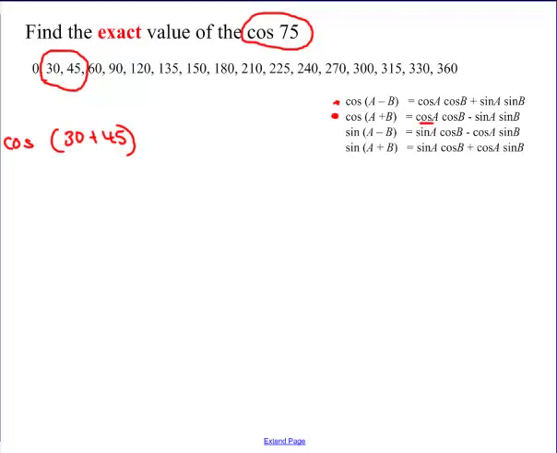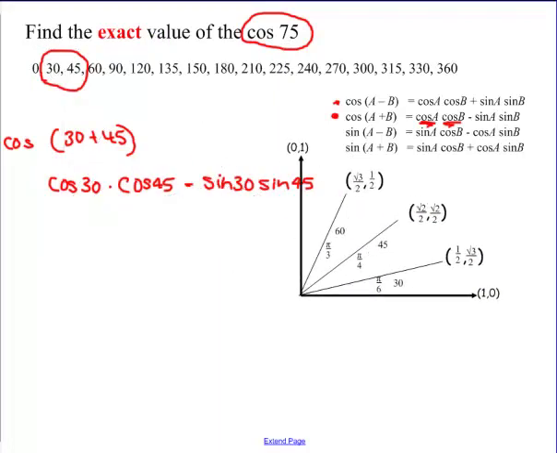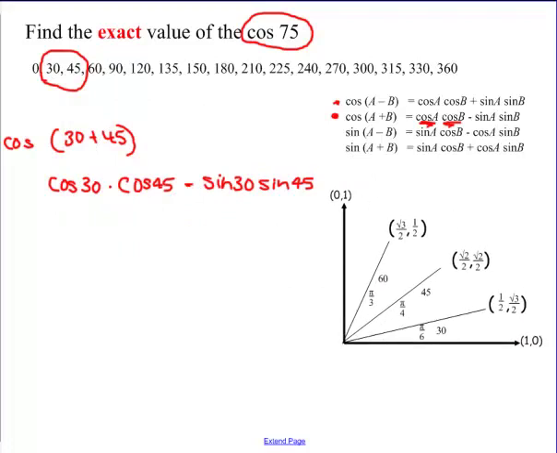So that problem tells me to take the cosine of the first angle, multiply it by the cosine of the second angle, minus the sine of the first angle, sine of the second angle. We can bring back our unit circle.